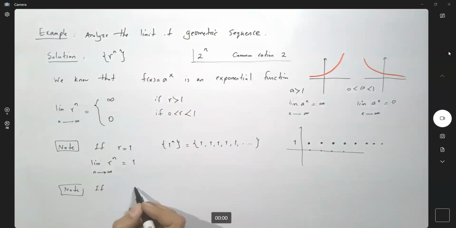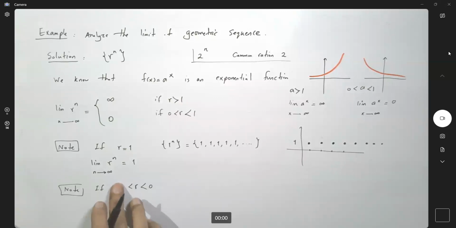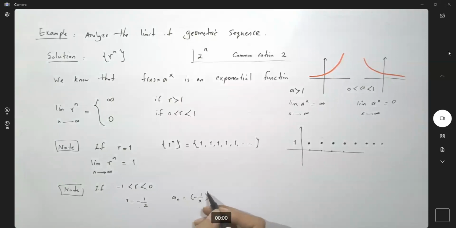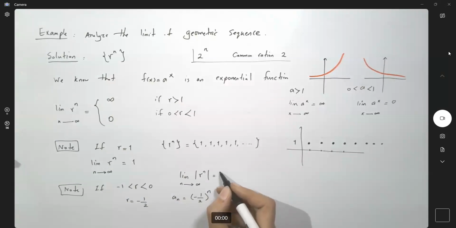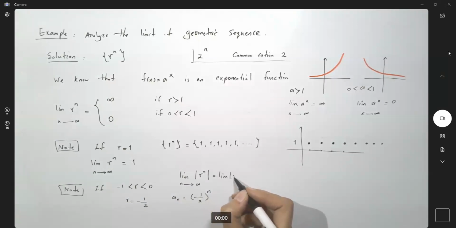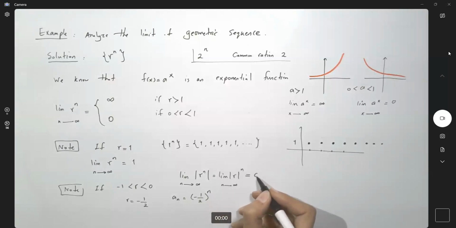If my r is a negative small value bounded between -1 and 0, for example, if I have r equals -0.5, that is absolutely fine. I can create this sequence. Why not? What's wrong with this? R is bounded between -1 and 0. In this case, the limit of the absolute value of r to the power n as n approaches infinity is the same as the limit of the absolute value of r to the power n as n approaches infinity, which is basically 0.